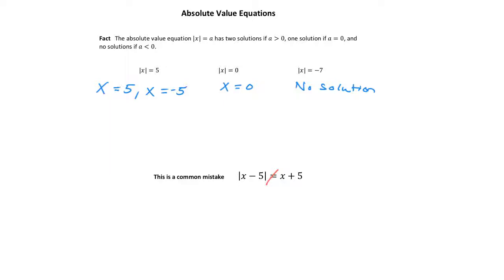You could also verify this by just checking a number. Like you could say, well, what if x was equal to 10? Is the absolute value of 10 minus 5 equal to 10 plus 5? And the answer is going to be no. The absolute value of 10 minus 5 is the absolute value of 5. The other side's equal to 15. And 5 is definitely not equal to 15. So the point of this being, you have to be careful when working with these equations. To solve an absolute value equation, we need to get rid of the absolute value, but this is not the right way to do it.